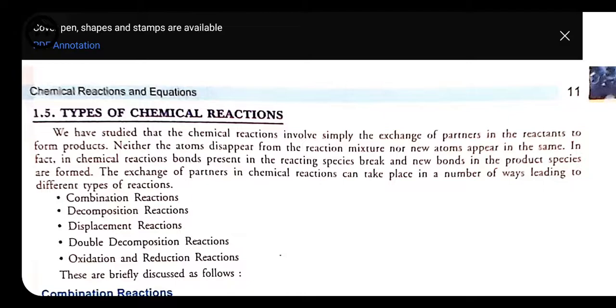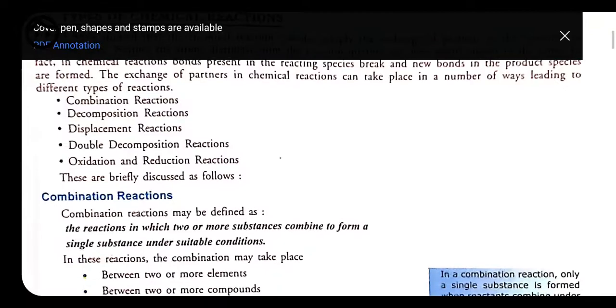So these are: first is the combination reaction, second is the decomposition reaction, then the displacement reaction, then the double displacement reaction, and the oxidation and reduction reaction. So let's continue with the combination reaction. Now we are going to do all these things in detail. Students, please listen very carefully, because all these things are very important. Surely you will get questions from this section, that is, types of reaction.